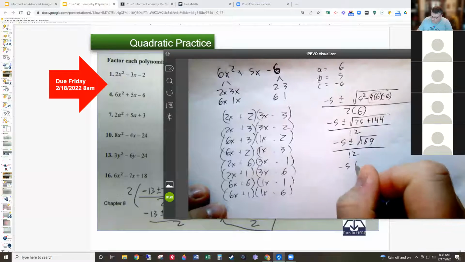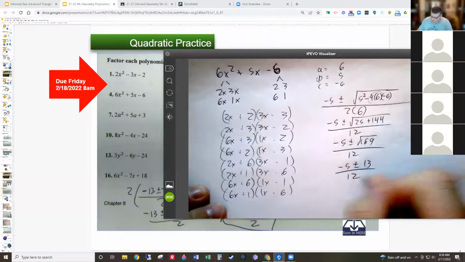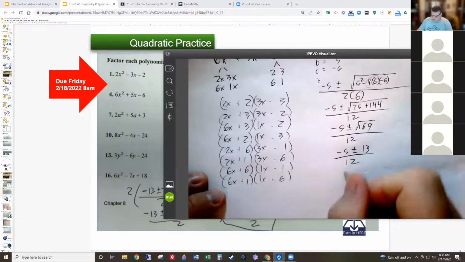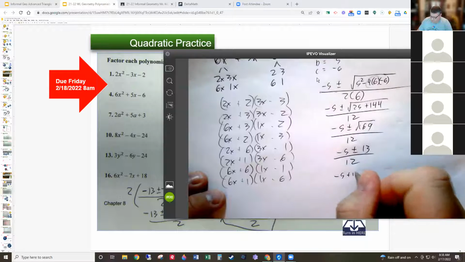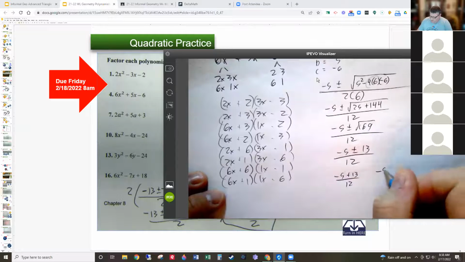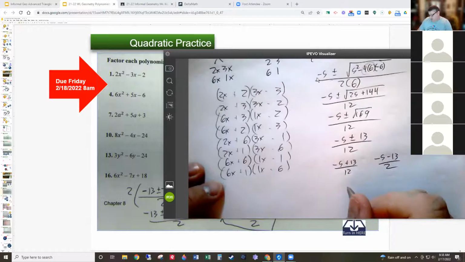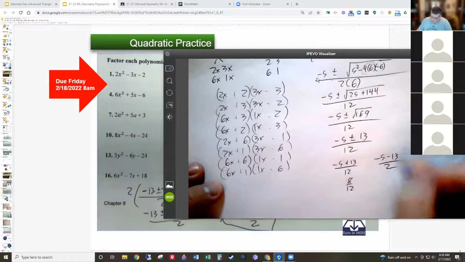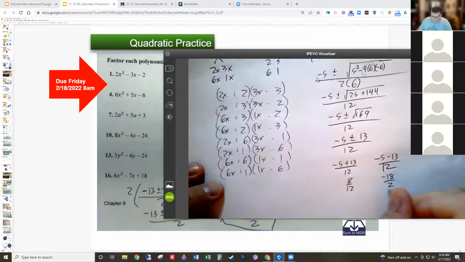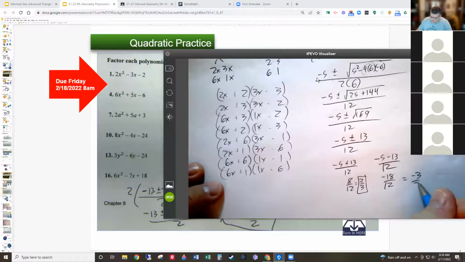So you get negative 5 plus or minus 13 over 12, which means I break it into two parts. Negative 5 plus 13 over 12, negative 5 minus 13 over 12. And I come up with 8 over 12. And I come up with negative 18 over 12, not 2. And I come up with 2/3. And I come up with negative 3/2.